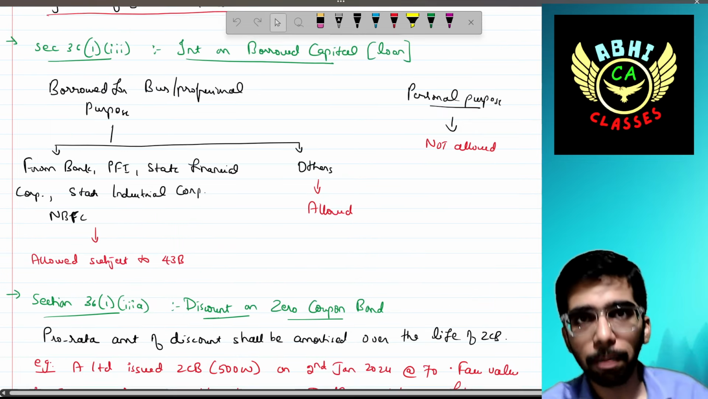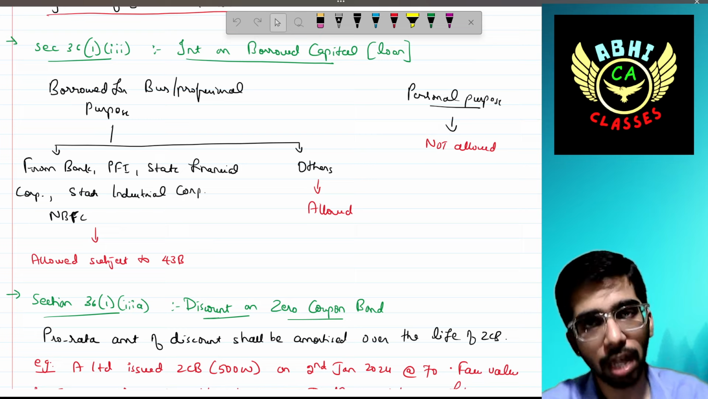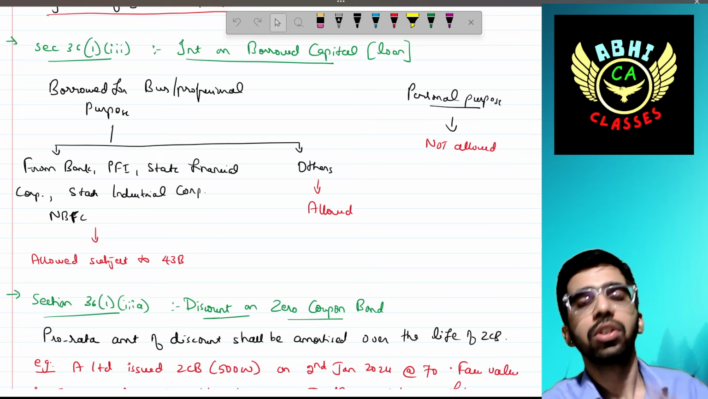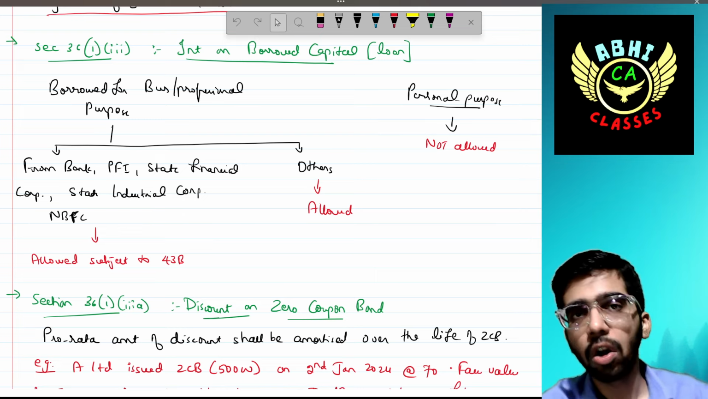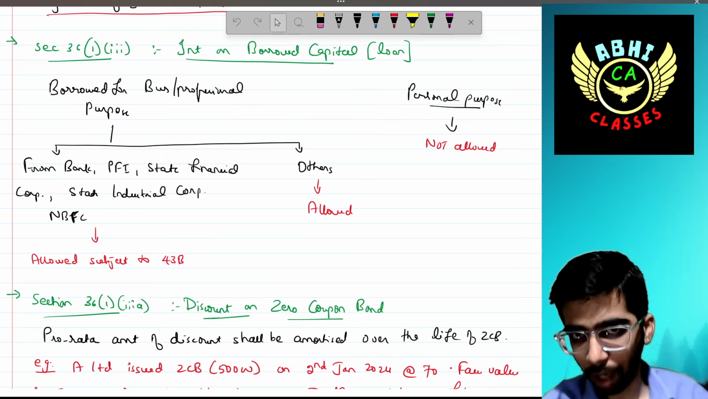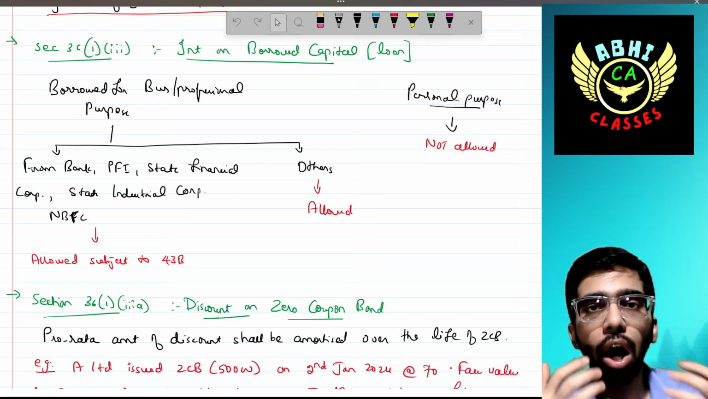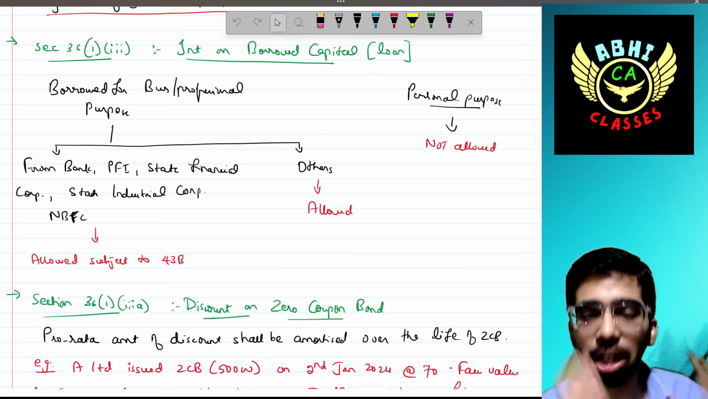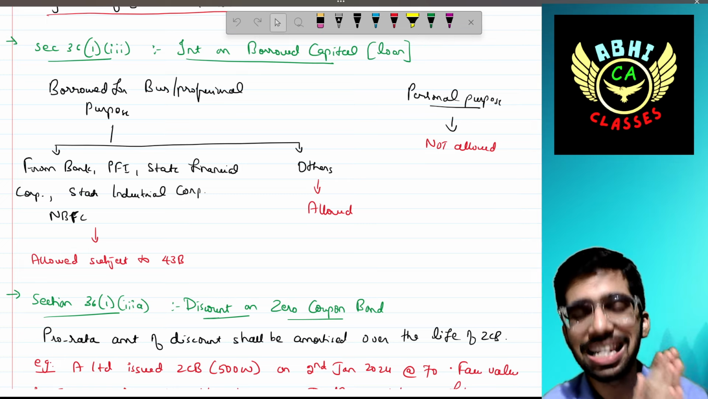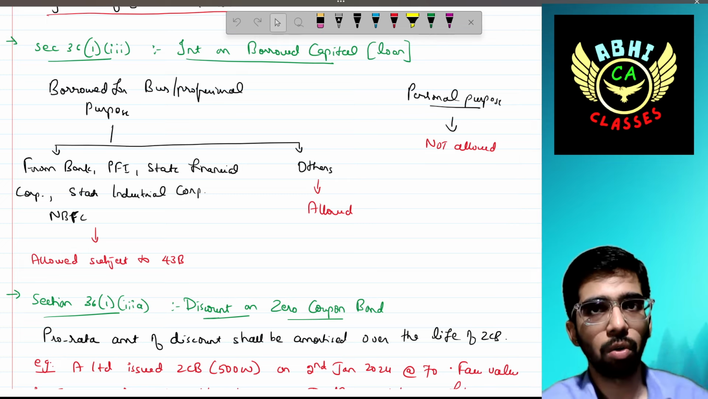Then, if the loan is borrowed for personal purpose, then it is not allowed, because we are focusing on the PGBP chapter, which says profit or gains from business or profession, right? So if it is a personal purpose loan, then it is not allowed. For example, if you have taken a loan for your self-occupied house property, let's say a housing loan, it is absolutely personal in nature. If you have debited that loan interest amount in your profit and loss account, obviously it should be disallowed, because it is a non-business expense, so it has to be disallowed, it has to be restricted.